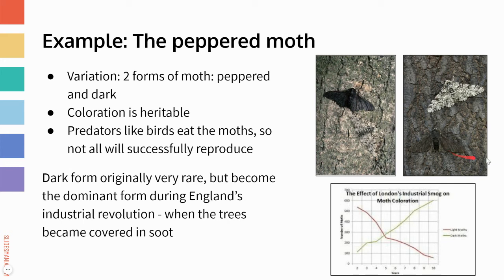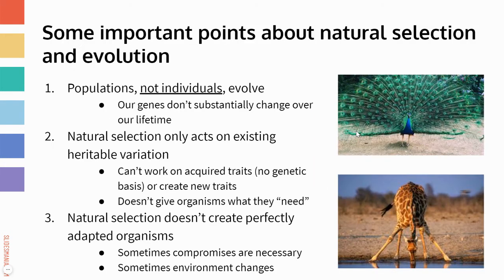Interestingly, eventually there were clean air, anti-pollution laws that were put into place. And so the trees went back to looking more like this. And so now we've swung back the other way where the lighter peppered moths are more common again. So that was a classical example of natural selection.